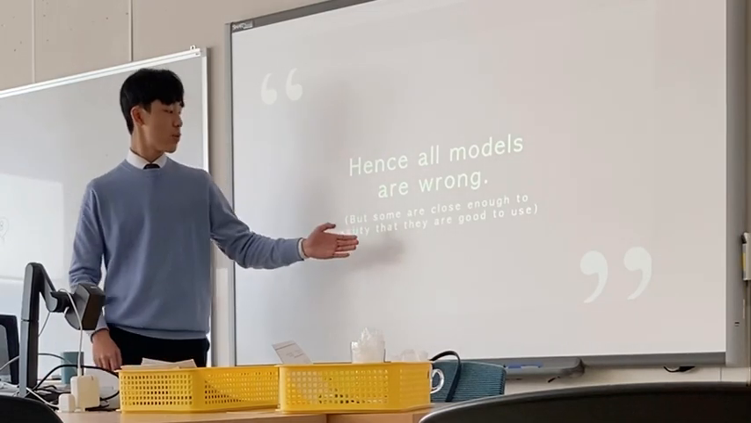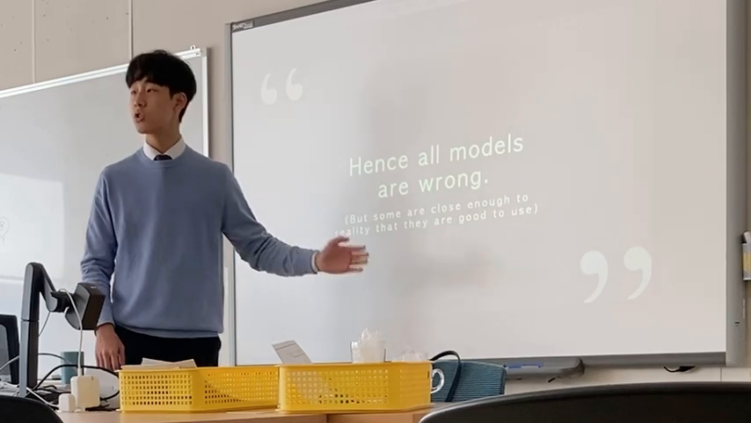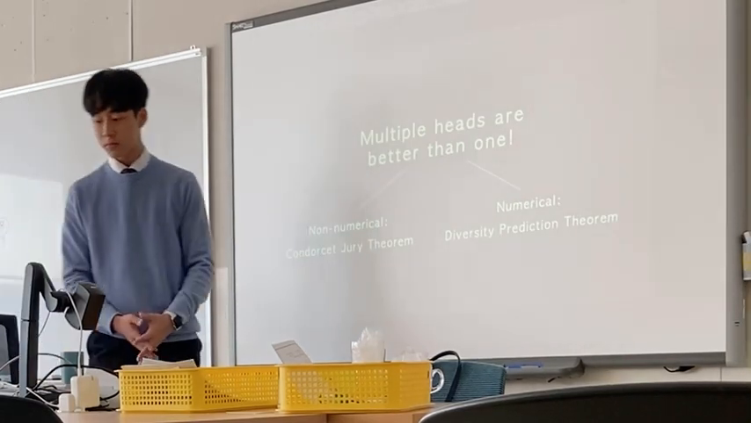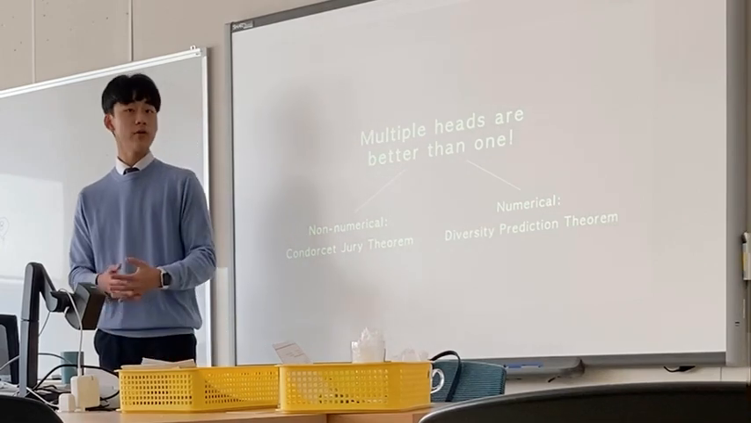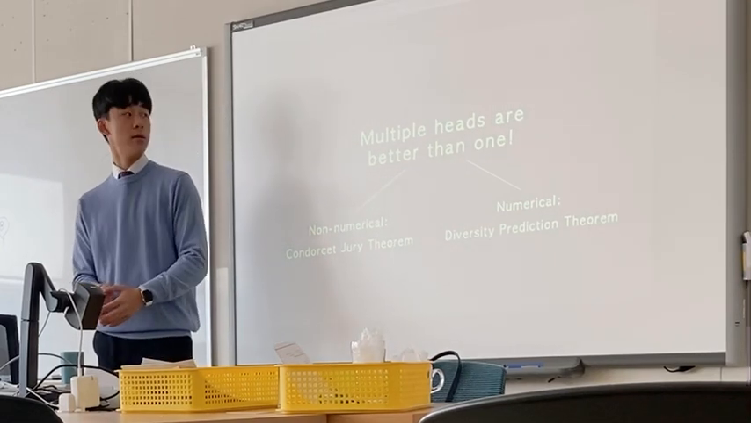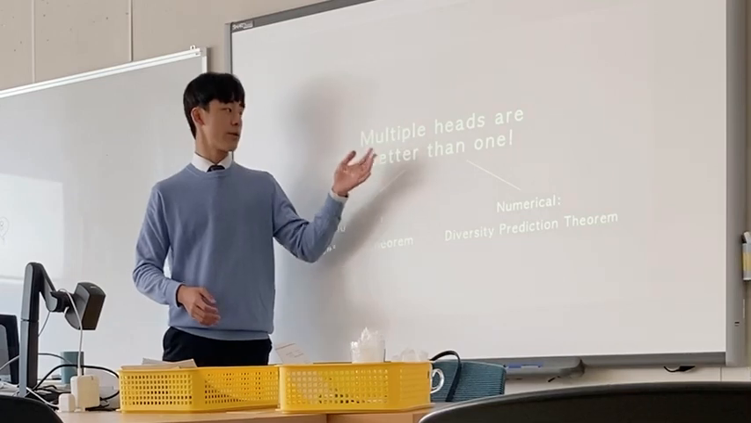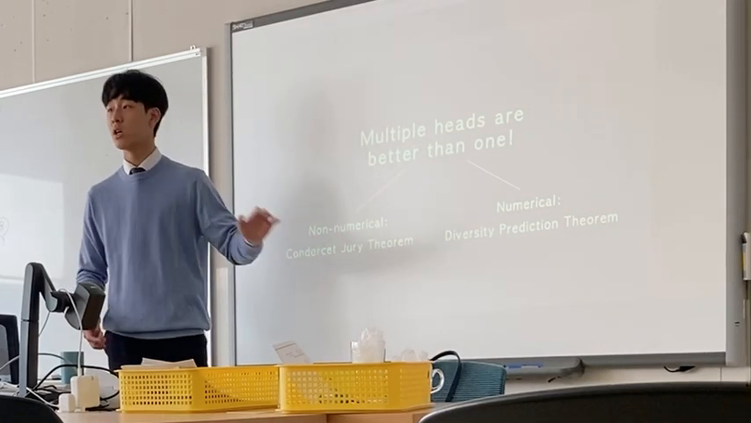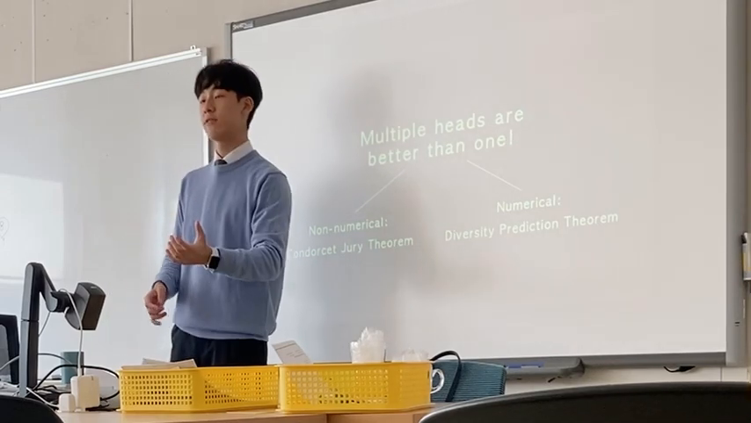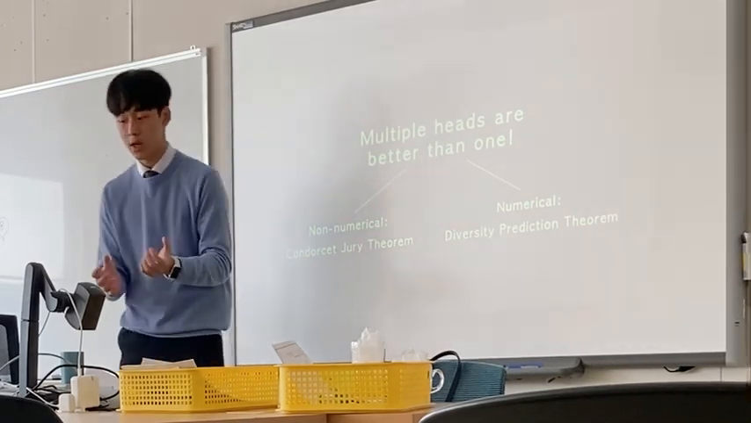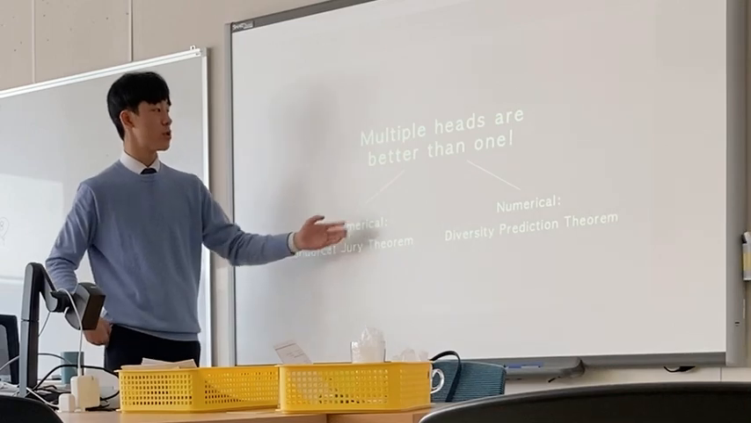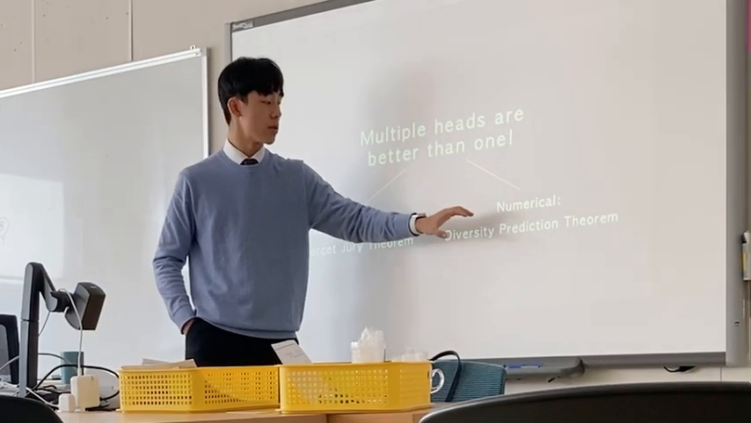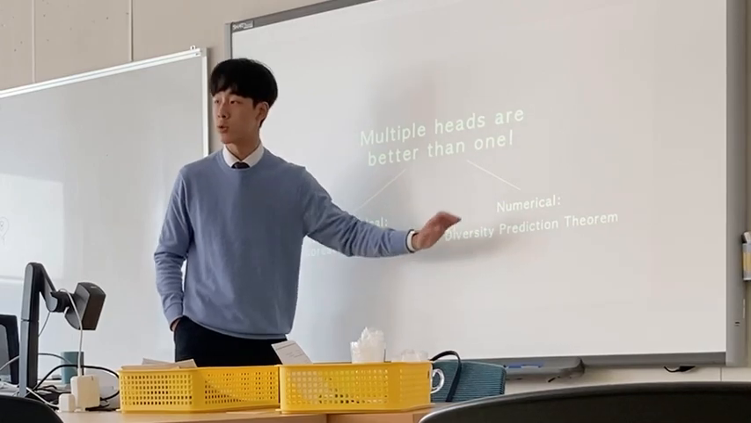But some are close enough to reality that they are good to use, and these are the types of models that we are trying to find. And then, how do we make those models more reliable? The aphorism under that is that multiple heads are better than one. In non-numerical models, where you just qualitatively compare two things, we have the Condorcet jury theorem to prove this claim, and in the case of numerical models, we have the diversity prediction theorem to prove this claim.